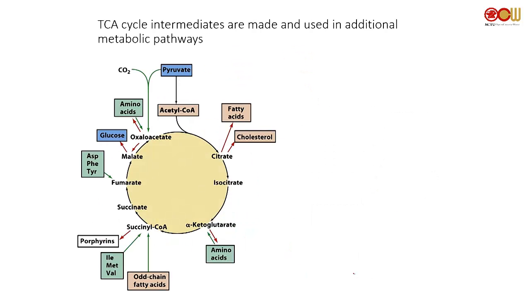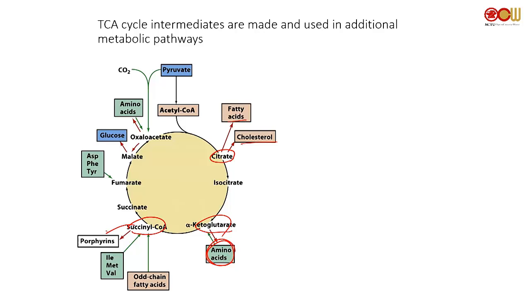So it turns out TCA cycle intermediates are made and used in additional different metabolic pathways. For example, okay, citrate can make you cholesterol, can make you fatty acids, okay? Alpha-ketoglutarate is used to make a bunch of amino acids.